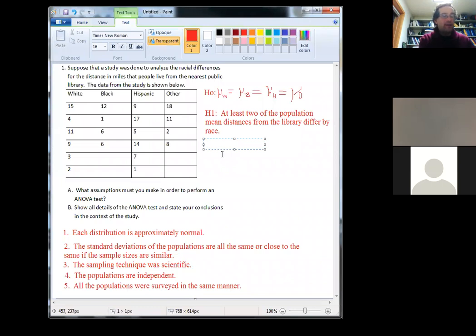Okay, so notice that our test statistic was F, about 0.33, and our p-value was about equal to 0.8. Any questions on that?